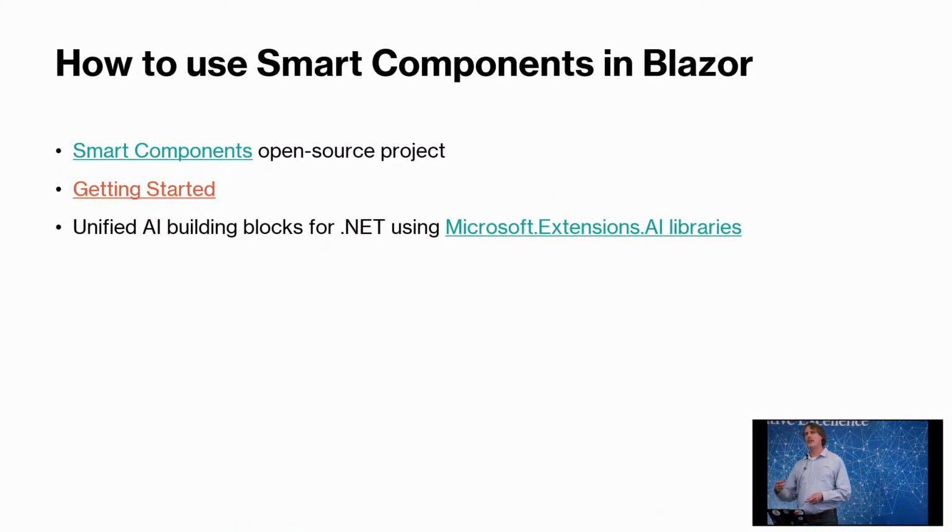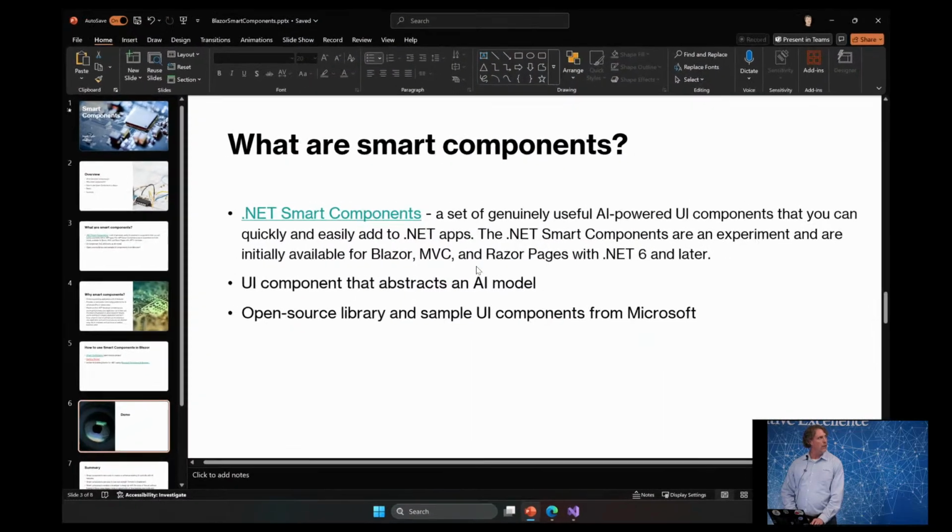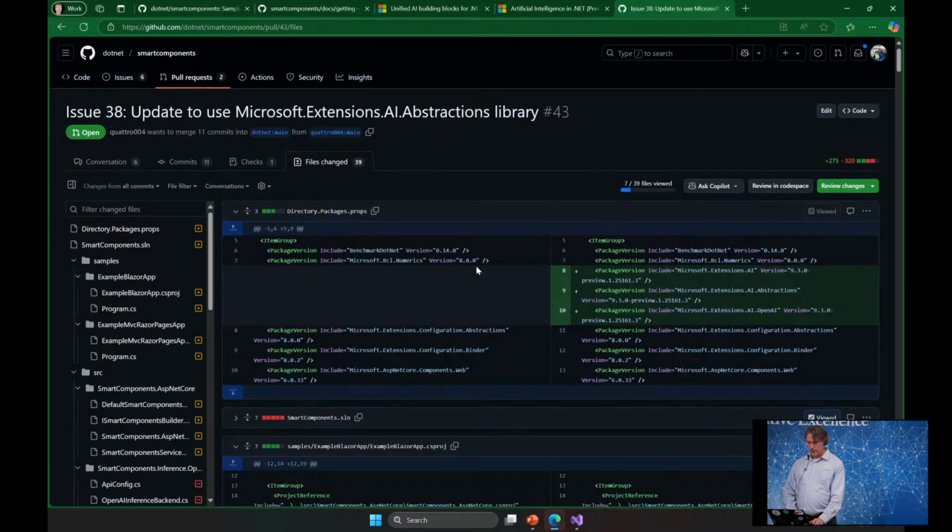They had one review on it, and I made some changes, but it's not merged yet. I was going to show that. Sorry, I just wanted to show the screen. Anyways, it was issue number 38, update to use the AI abstractions library. I'm looking at a different screen.